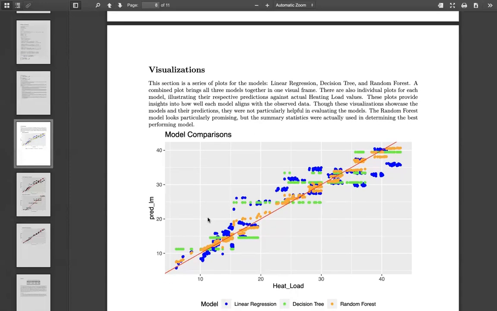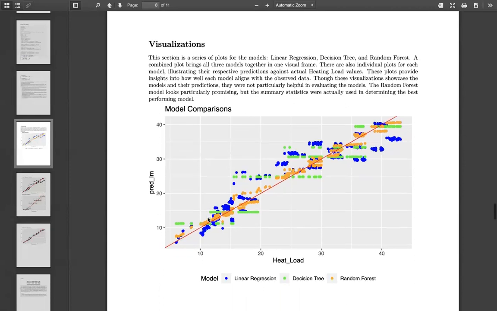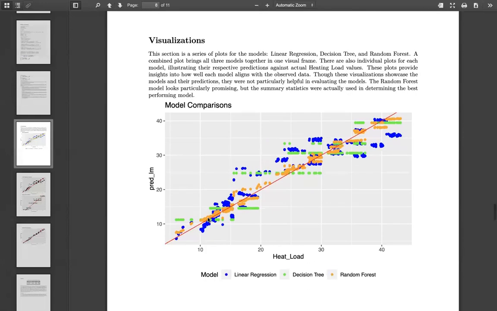Next was the visualizations. I had 3 models: linear regression, decision tree, and random forest, and I wanted to make a visualization for each of them. First, I wanted to try to put them all in the same plot. Even with the legend, I can't really tell what's going on in this plot.